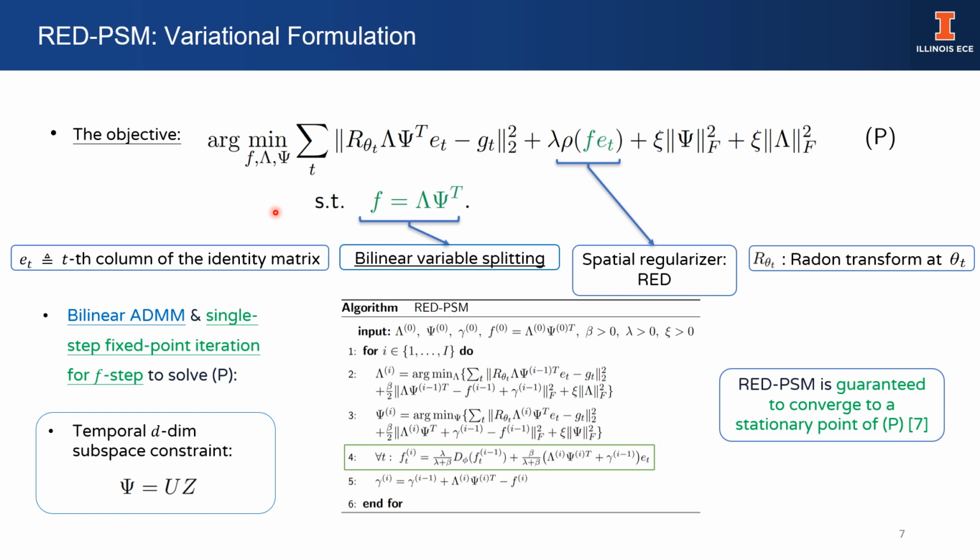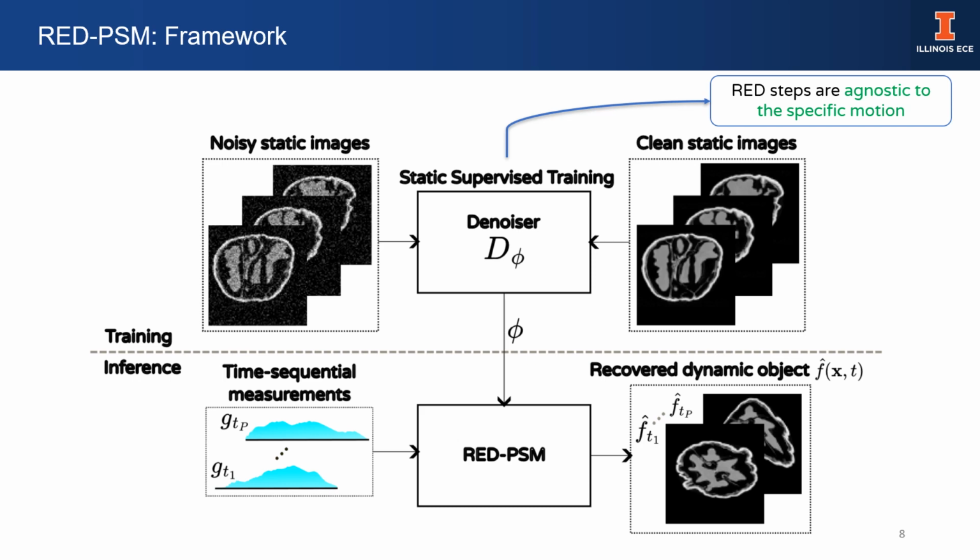To solve the resulting objective, we propose a bilinear ADMM with an efficient single-step fixed point iteration for the F step. Also, RED-PSM is guaranteed to converge to a stationary point of the proposed objective. The RED-PSM framework is composed of the denoiser pre-training on static slices of similar objects and the inference stage, where the object is recovered from its undersampled time-sequential measurements.